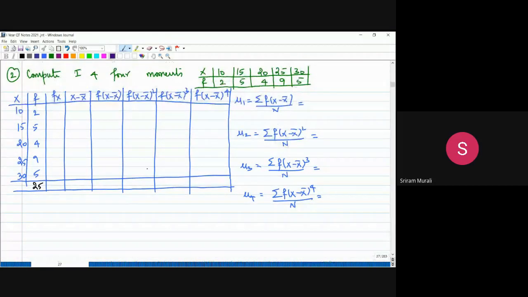Compute the same 4 central moments for this problem. So what is x? It is a discrete case. If it is a discrete case, this is 10, 25, 25 and then 30. F is 2, 5, 4, 9 and 5. First, what do I want to compute? X bar. So x bar is a basic requirement. That is sigma f into x by sigma f.